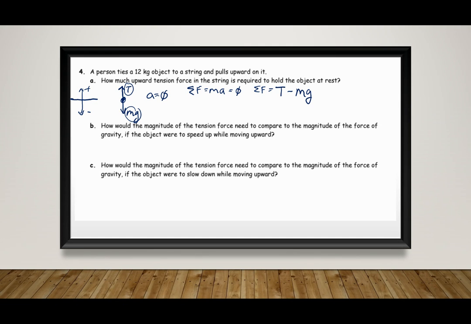So because I have a system of equations again here, I have 0 is equal to tension minus mass times gravity. So tension equals mass times gravity. And that is equal to my 12 kilogram object times my 9.8 meters per second squared. And that is going to be equal to 118 newtons.